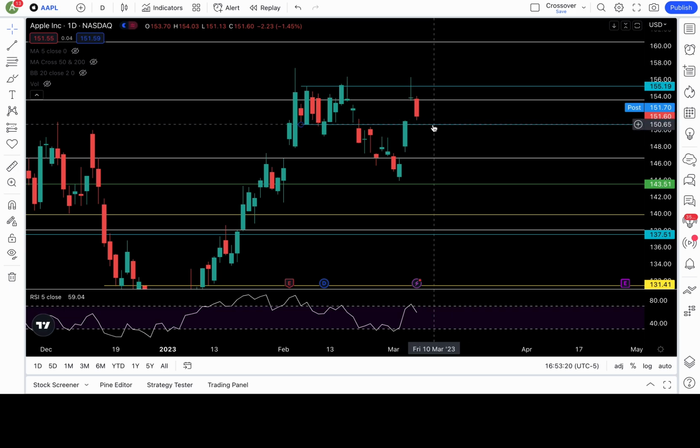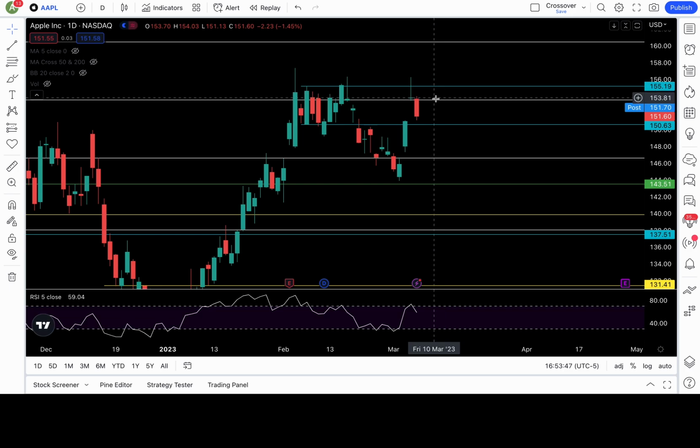Also this support, 151 to 150.6, to put 149, 146.5. There's a gap around 145.5-ish. And then 143.5, okay? So as long as it's below 153.5, the false breakout setup is intact. I just need to see it follow through. Break down the 151 to 150.6 zone to trigger more downside.